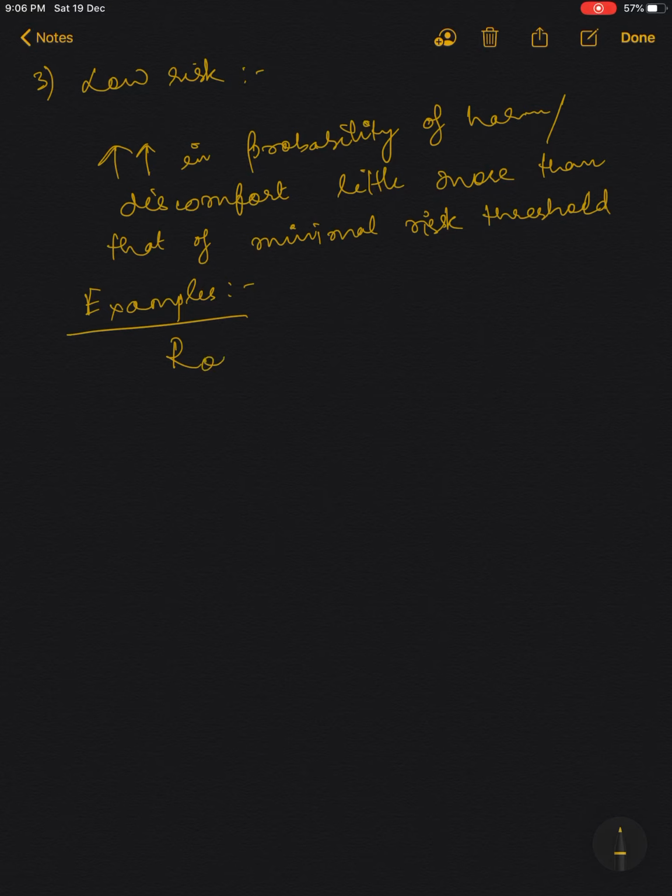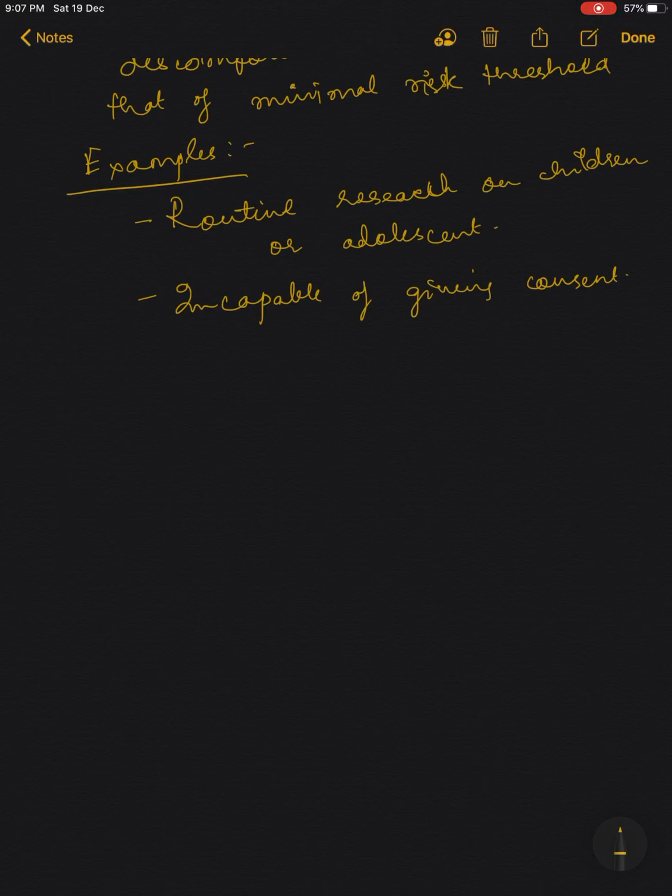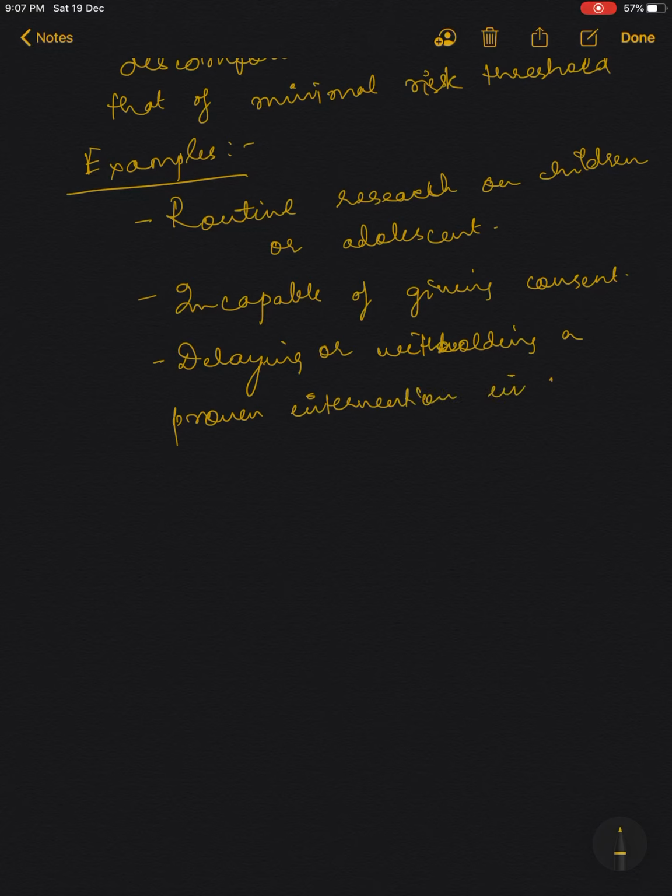It is routine research on children or adolescents, research on persons incapable of giving consent, delaying or withholding a proven intervention in a control or placebo group during RCTs.